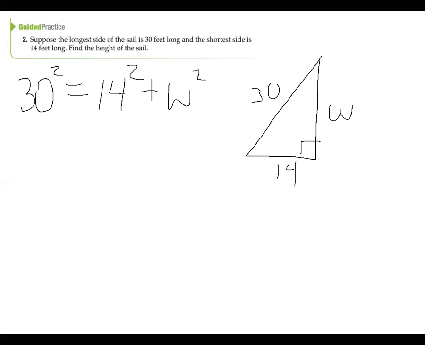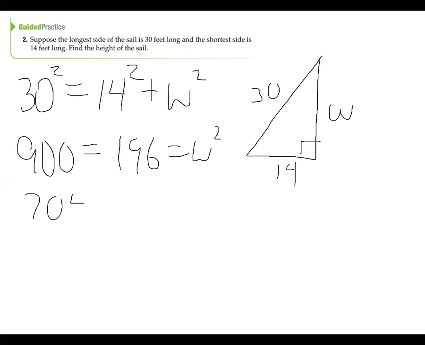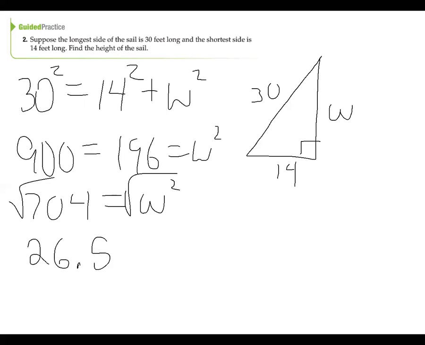Okay, so 30 squared is 900. 14 squared is 196. So you have 900 minus 196. You have 704 equals W squared. Take the square root. And you get 26.53 feet. Remember, you only want the positive square root.